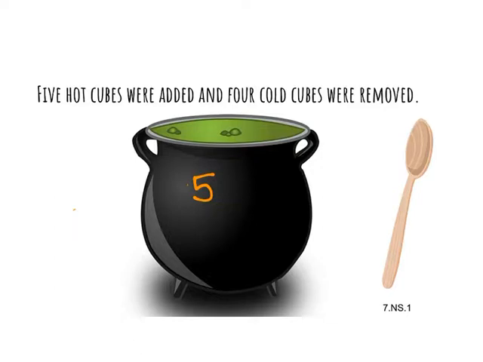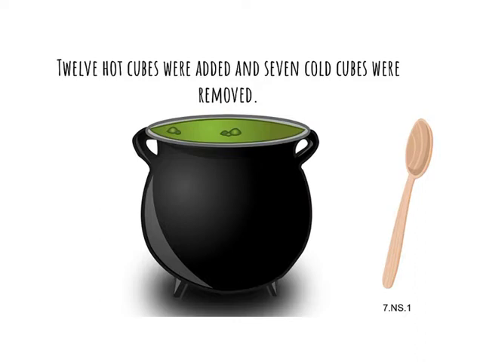Okay, so 5 hot cubes were added and 4 cold cubes were removed. So we are taking away how many cold cubes? 4. And we got to remember that 4 cold cubes is a minus 4. You remember that rule we talked about? What did we say? Click, click, boom. There it is. Now, 5 plus 4. What's 5 plus 4, class? 9. Look at you. Y'all are some scholars. Okay, let's go on. 12 hot cubes were added and 7 cold cubes were removed. Stop and do this on your own on your worksheet.